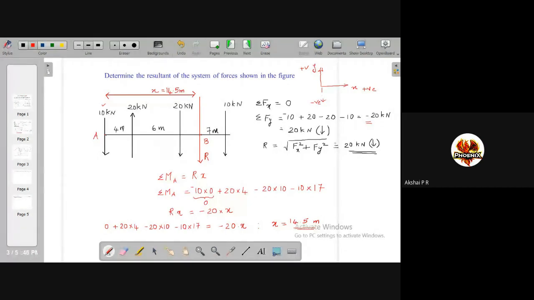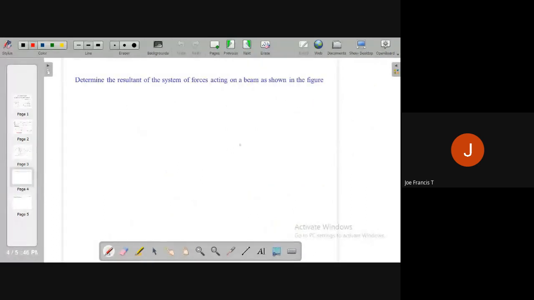Okay, fine. Now I'll go to the next question. Determine the resultant of the system of forces acting on a beam as shown in the figure. Can you just write down the sentence? The question I shall draw.